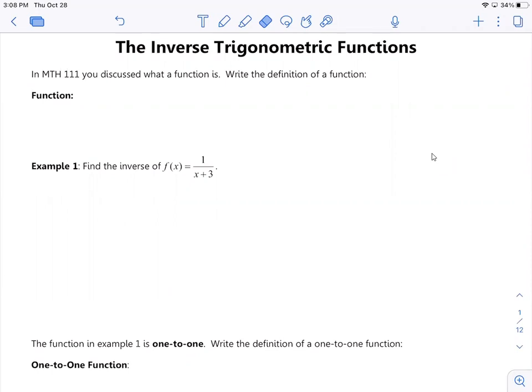So to get us going, we have to discuss some things that you learned in a previous math class. If you took Math 111 here at PCC, you learned it then.